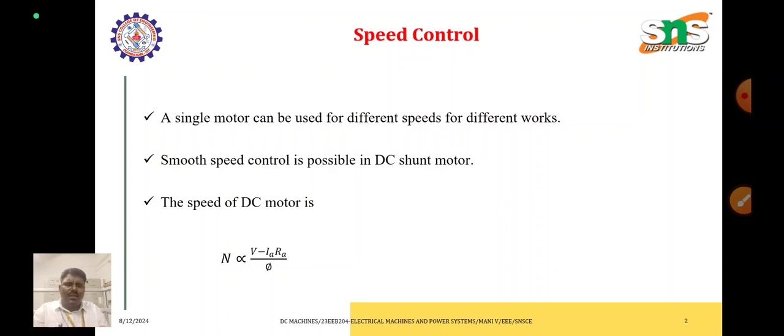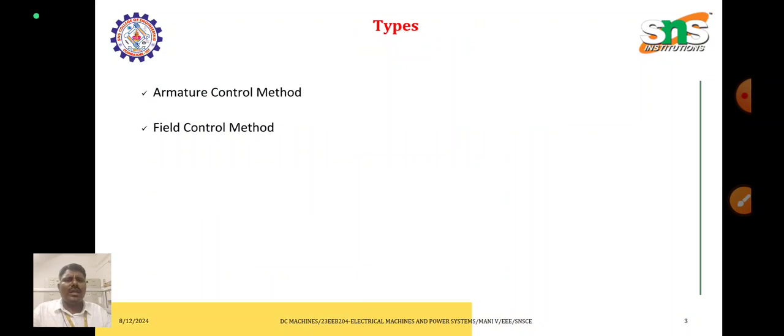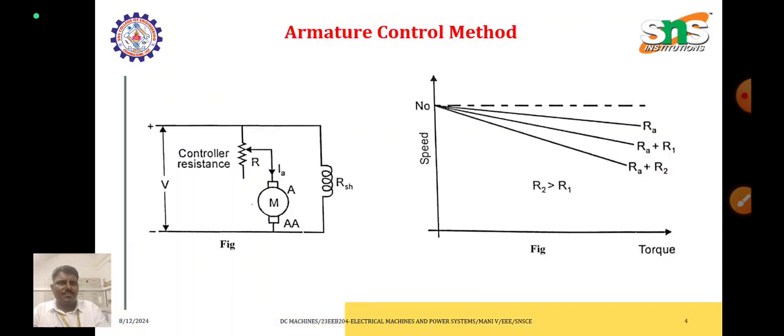The speed equation: the speed is directly proportional to V minus IA RA, which is nothing but the back EMF, and the speed is inversely proportional to flux. So there are two types. One is the armature control method, and another one is the field control method. The armature control method is also known as the voltage control method. The field control method is also known as the flux control method. So the first one, the armature control method.